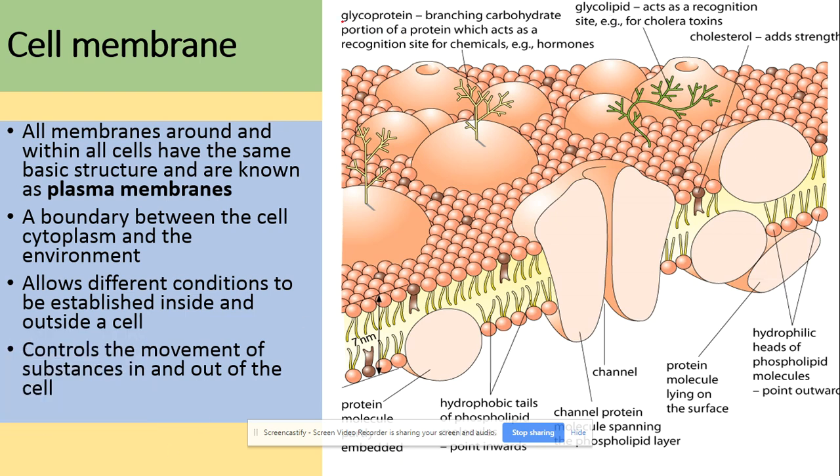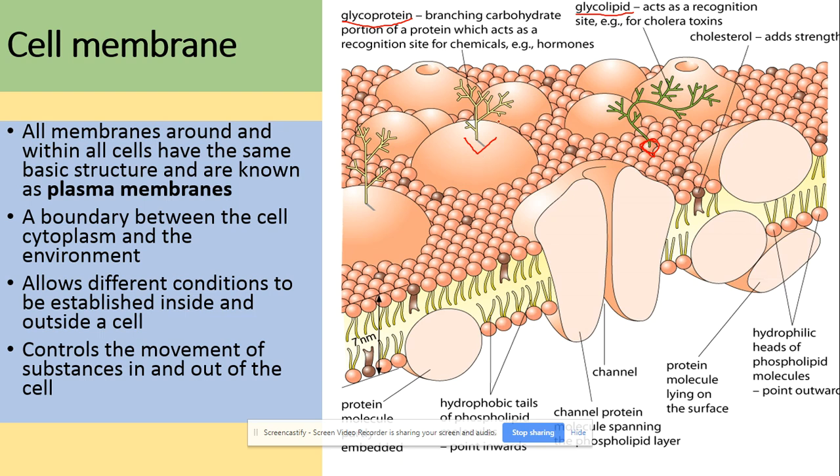Glycoproteins are attached to the protein. So you're looking at the protein, and then glycolipids are attached to the phospholipids. So the branches away from the phospholipids are glycolipids, and those from the actual protein are glycoproteins. So what's the job of those?